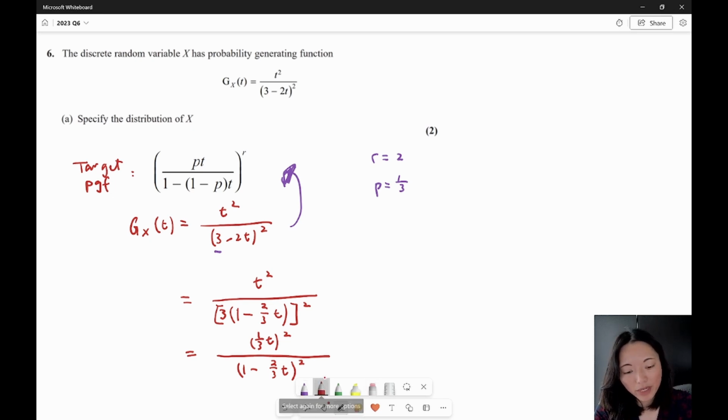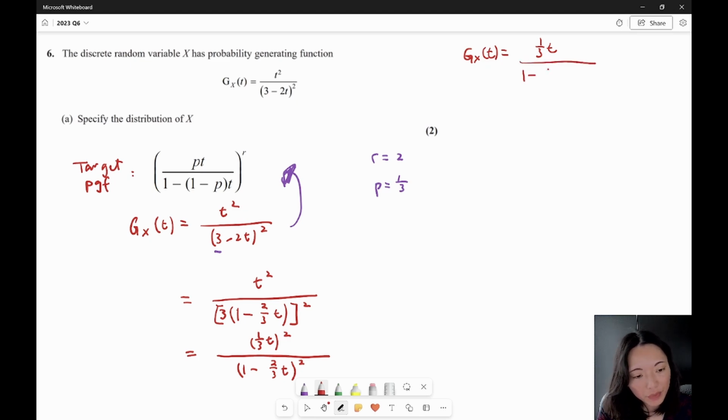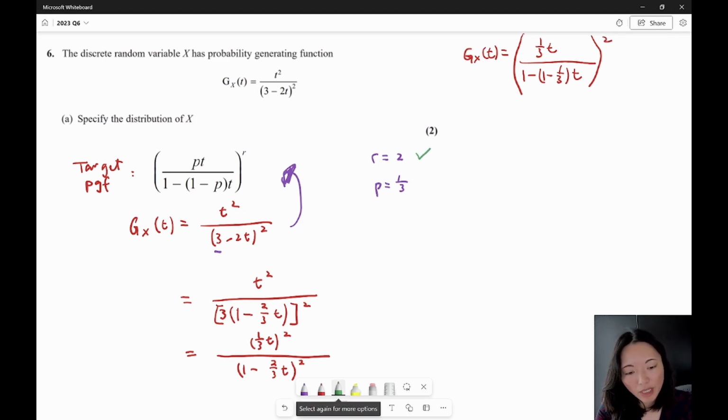So carrying on with my rearranging, g of t equals 1/3 t, and I'm going to take the index of 2 outside of the top and bottom brackets. 2 over 3 is simply 1 minus 1 over 3. And look, this looks promising. Here it confirms that r is 2 and it confirms that p is 1 over 3. Therefore, our answer to the question is: the distribution of X is a negative binomial distribution with r of 2, p of 1 over 3.